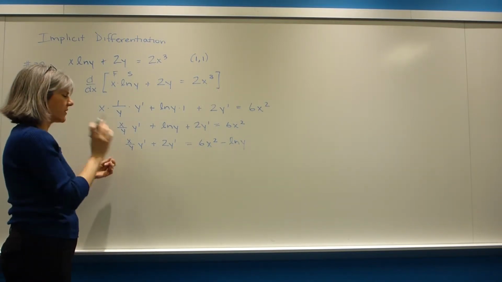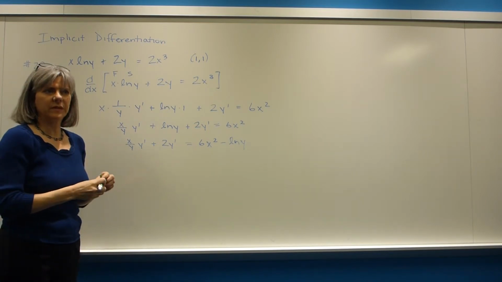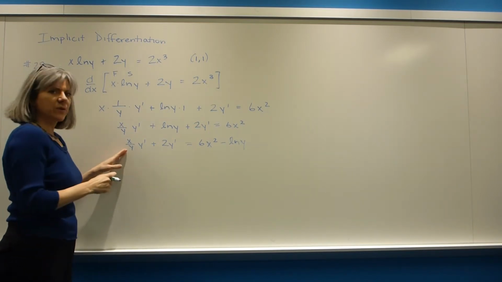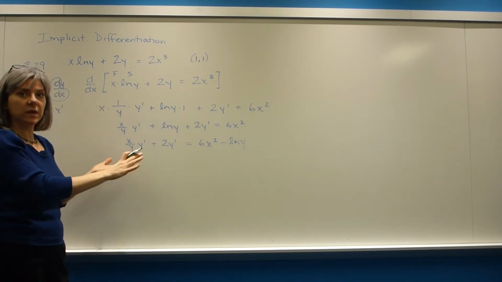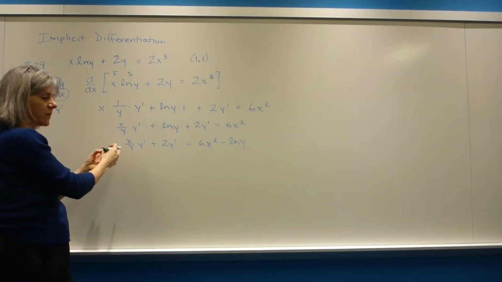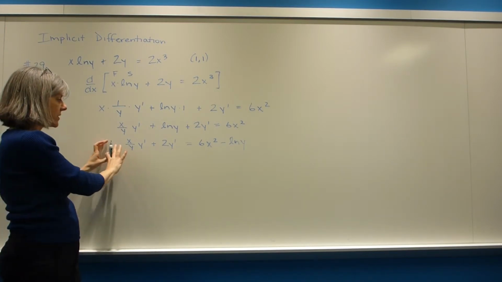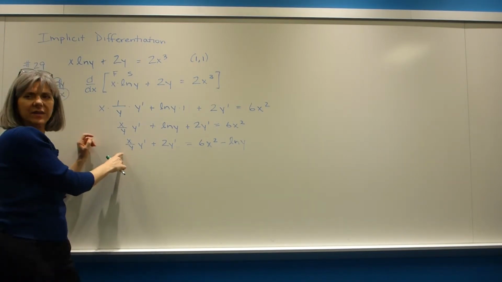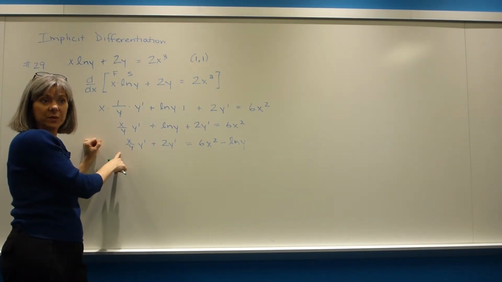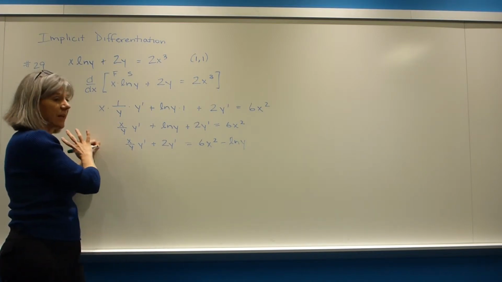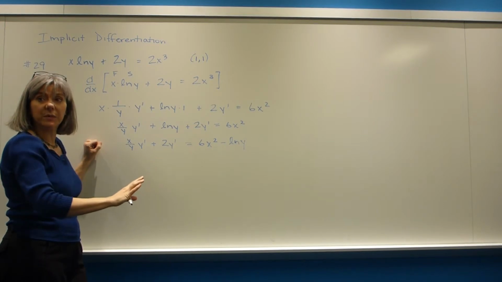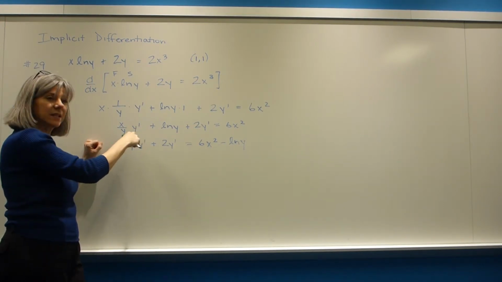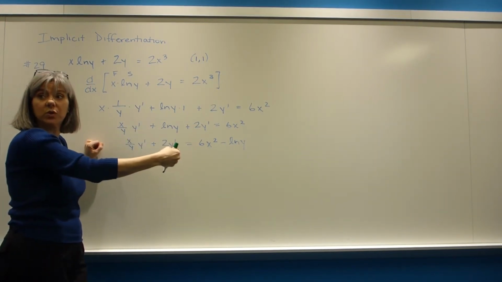Okay, so now we need to figure out how many y primes we have. We also have a fraction. So there are a couple of options here. One is to just keep going along the path and factoring out the y prime. That's the next thing we're going to do. Or the other thing we could do, having this fraction is going to be a problem eventually, so you can multiply the entire equation by y. That will clear the fraction immediately. So I recommend doing it at this step, or there's another step at which you could do it later.